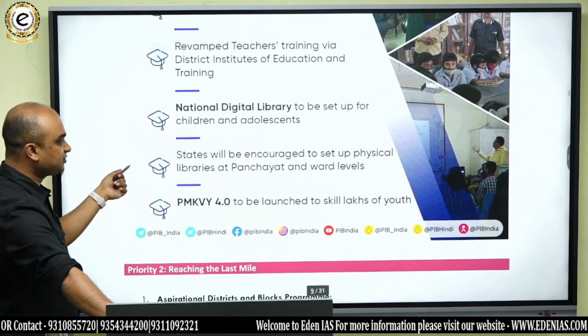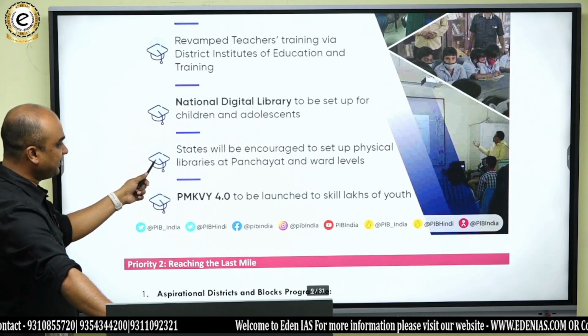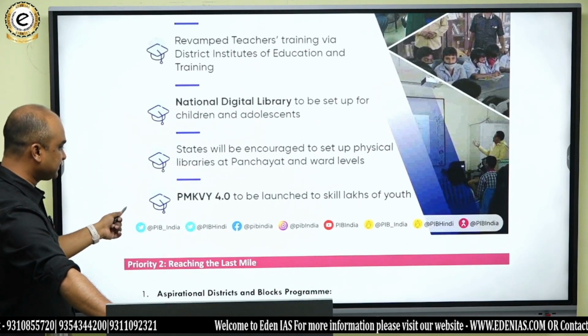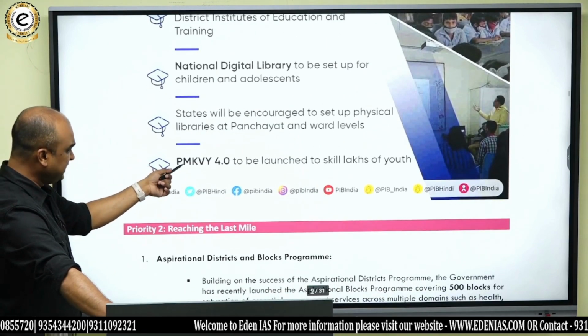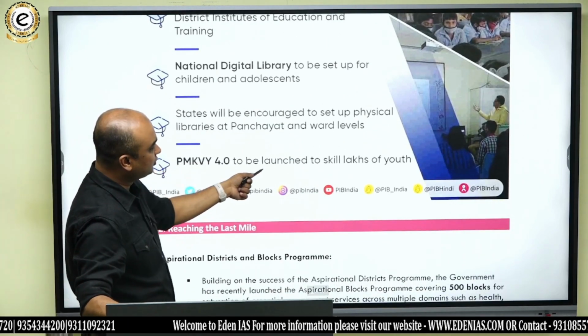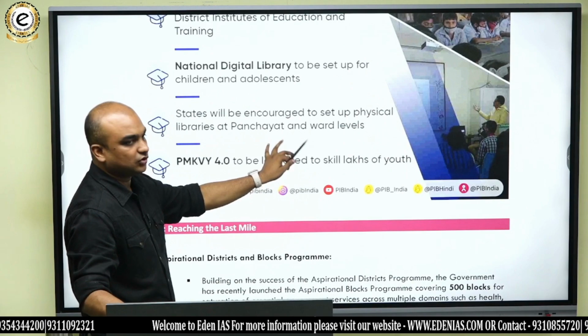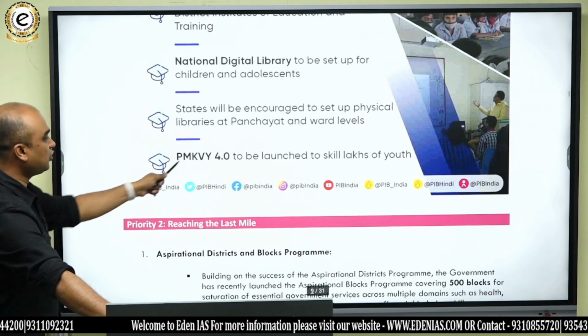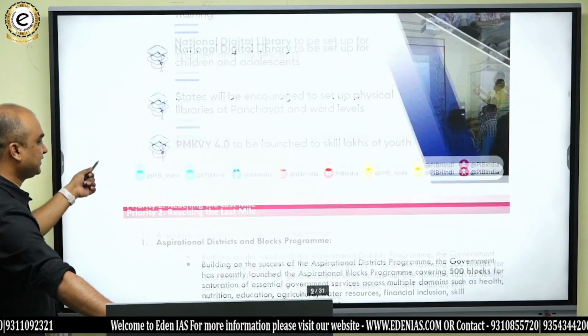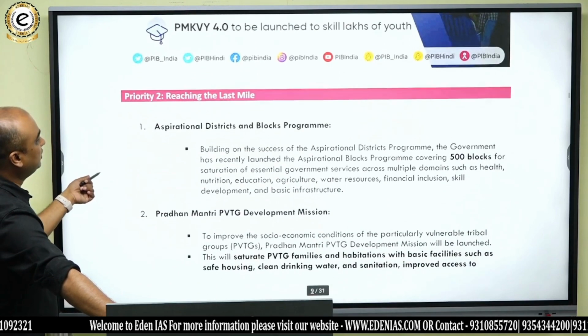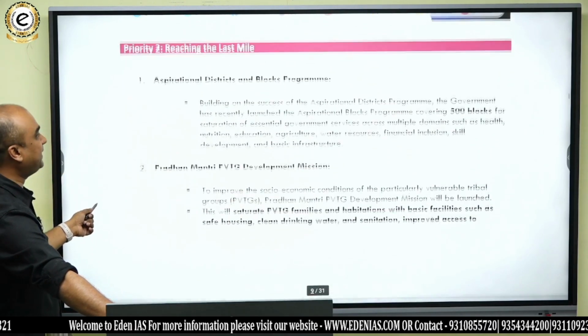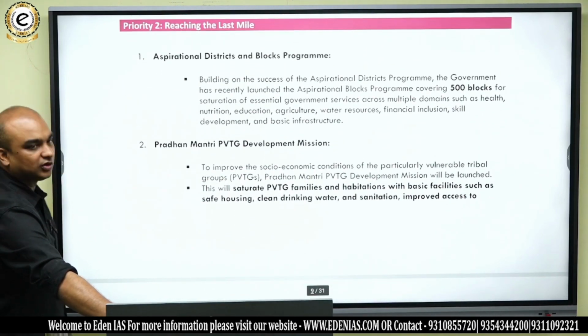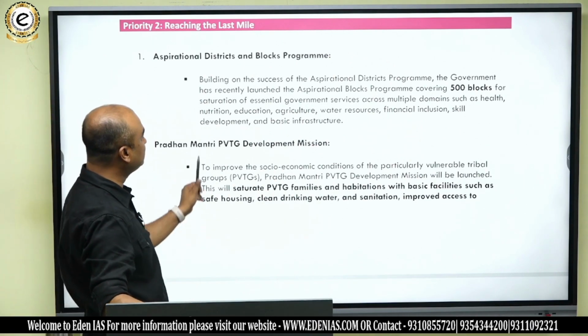States will be encouraged to set up physical libraries at panchayat and ward levels. PMKVY 4.0 to be launched to skill lakhs of youth, which is Kaushal Vikas Yojana, right? Pradhan Mantri Kaushal Vikas Yojana. Priority 2, reaching the last mile. Aspirational districts and blocks program. We have learned all about those things.